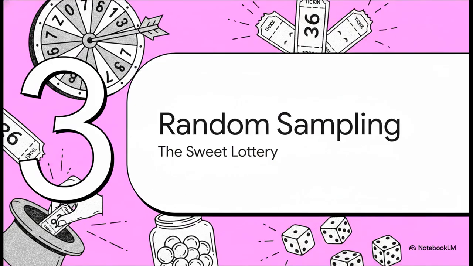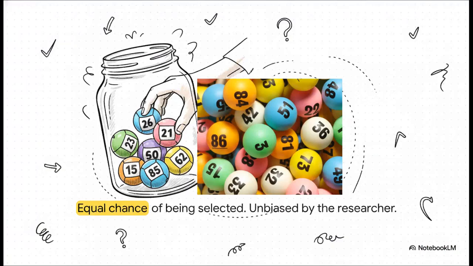All right, part three, random sampling, the sweet lottery. Let's see how we can build a much fairer selection process. Imagine closing your eyes, reaching into a thoroughly mixed jar of numbered lottery balls, and just blindly grabbing 5. By doing this, you're ensuring that absolutely everyone in the target population has an equal chance of being selected. The researcher has zero influence over who gets picked.